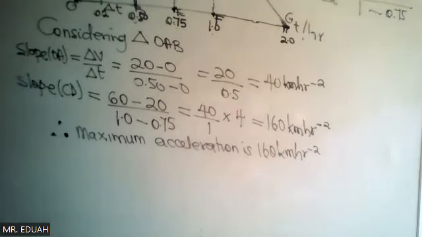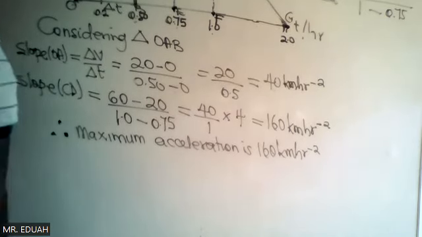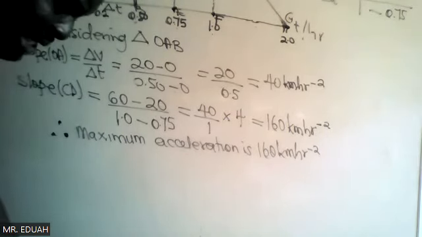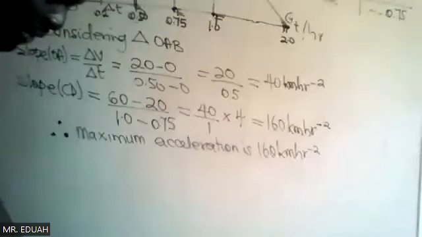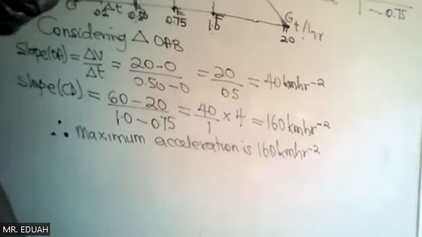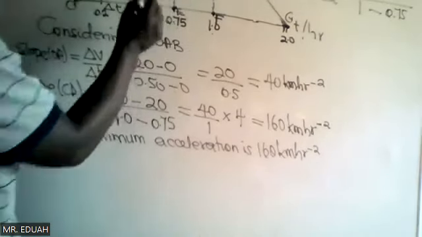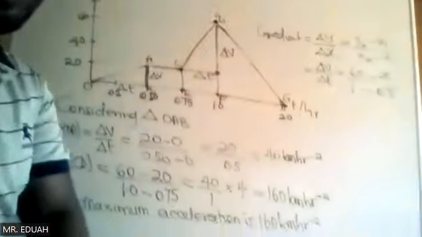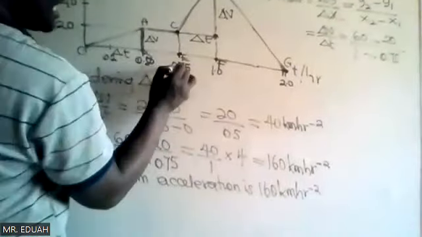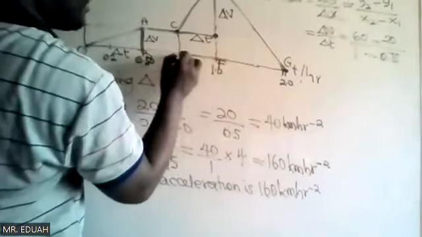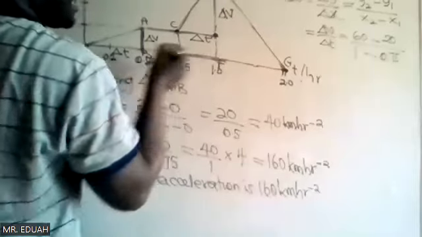Okay. So the maximum distance traveled from the time of 0.75 to 1. The total distance covered during the time interval from 0.75 to 1 hour. So we are looking for the distance covered during this interval.